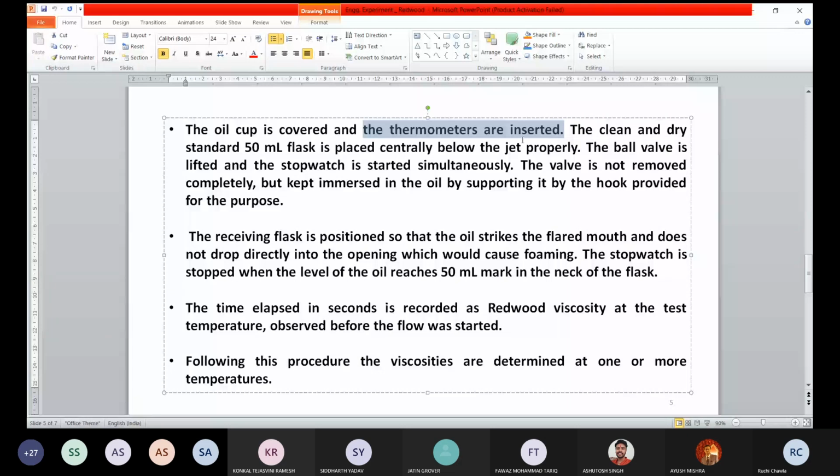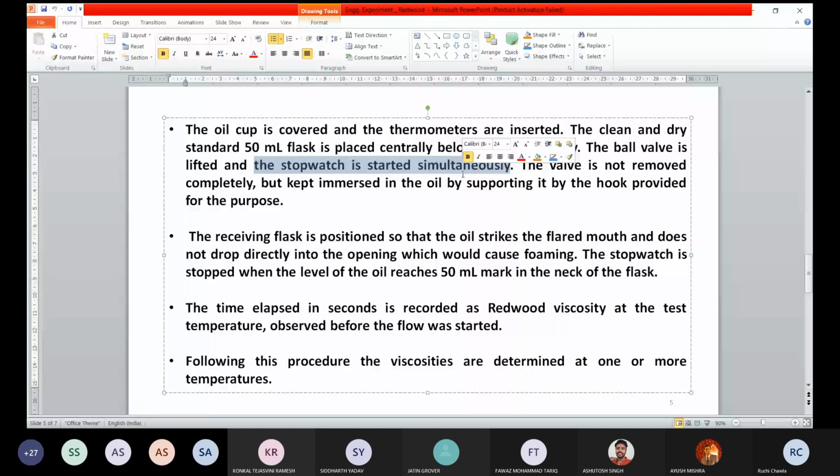Then a clean and dry standard 50 ml flask is placed centrally below the jet properly. So this is the Rouch flask they are talking about, which will be placed below the opening or the jet. The valve is lifted and the stopwatch is started simultaneously. So as soon as you lift the valve, you will start the stopwatch.